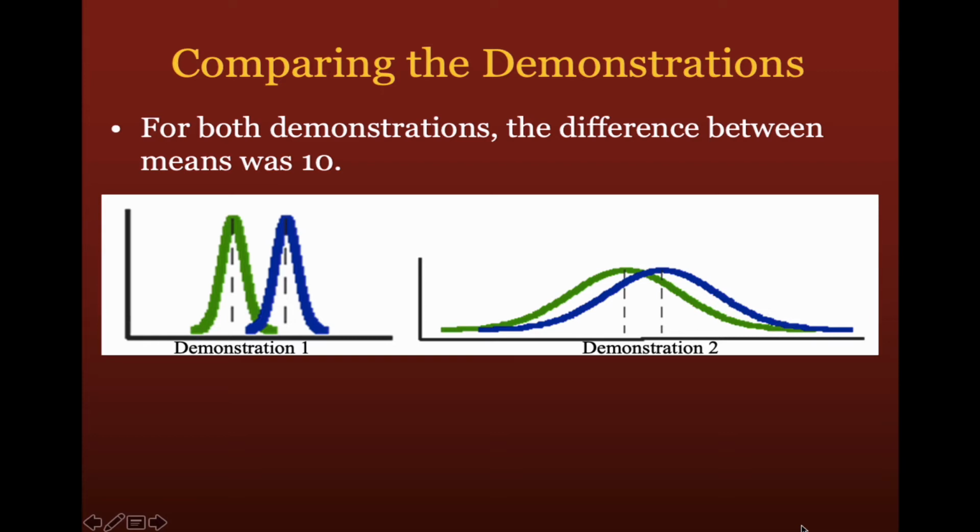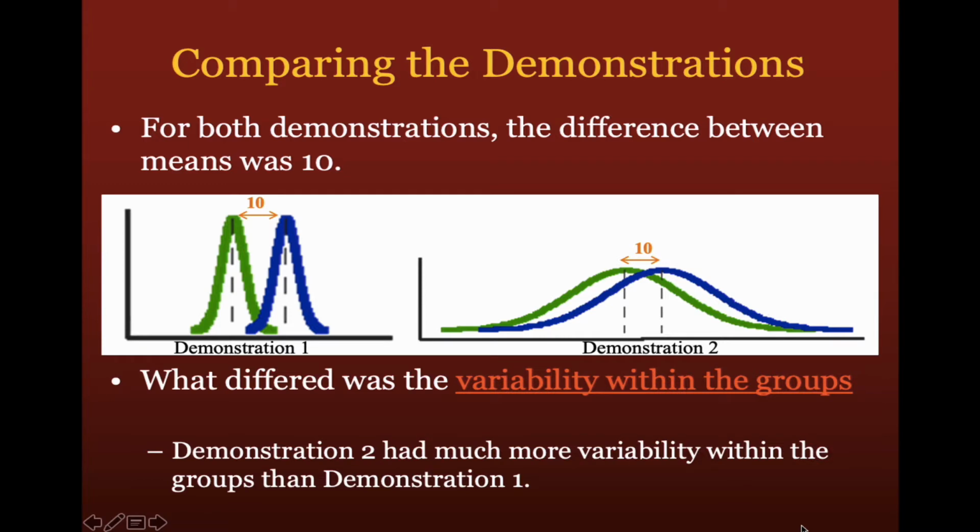All right, so now let's go back to our two demonstrations. For both demonstrations, the difference between the means was 10. So in other words, our between group variability was 10, right? The difference is the within group variability, how much the scores varied around the means.